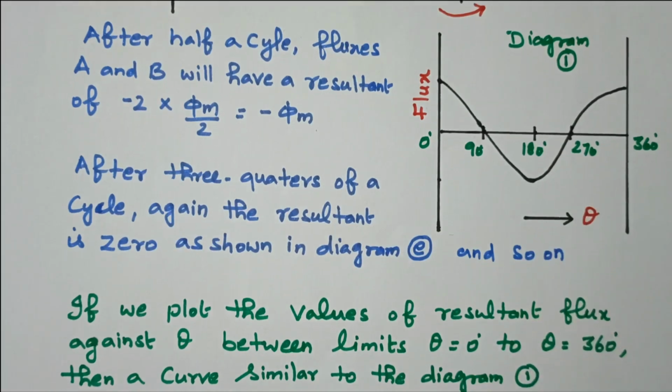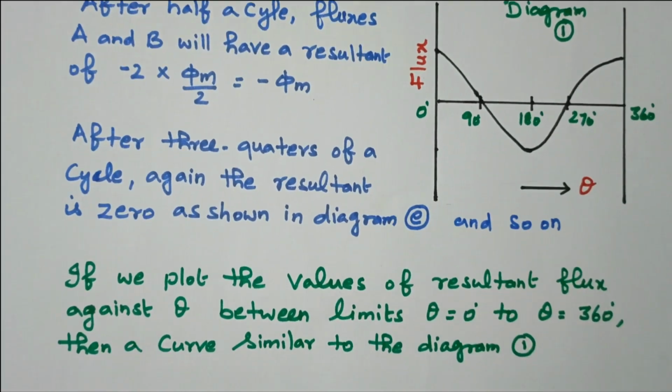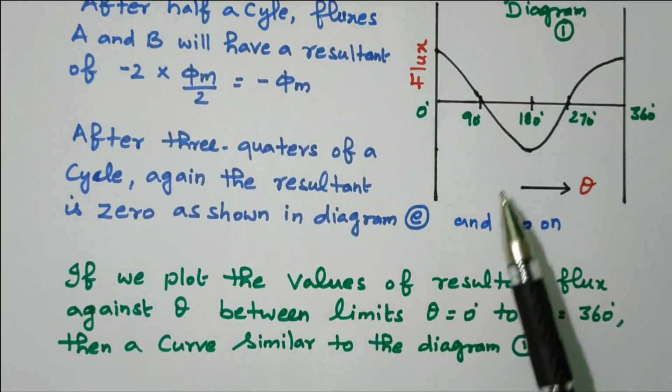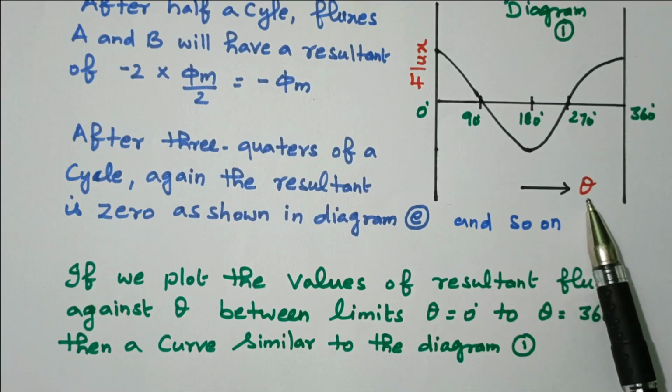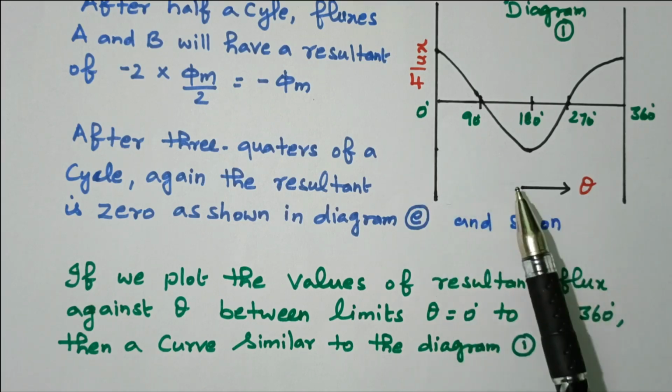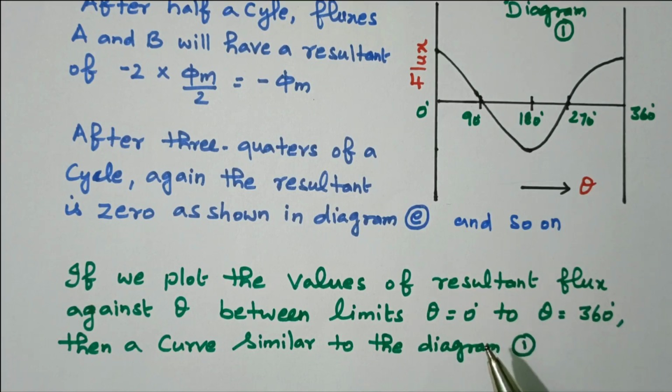Now we'll go to the remaining value. If we plot the values of resultant flux against theta between the limits 0 to 360 degrees, the curve is similar to the diagram. So we will get this diagram. If you draw the curve between angle theta and flux, we'll get this resultant flux. Now we'll go for further analysis.